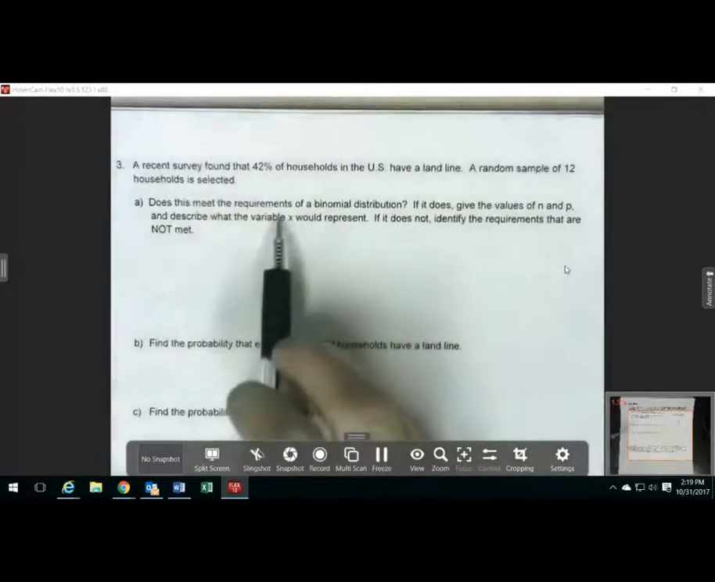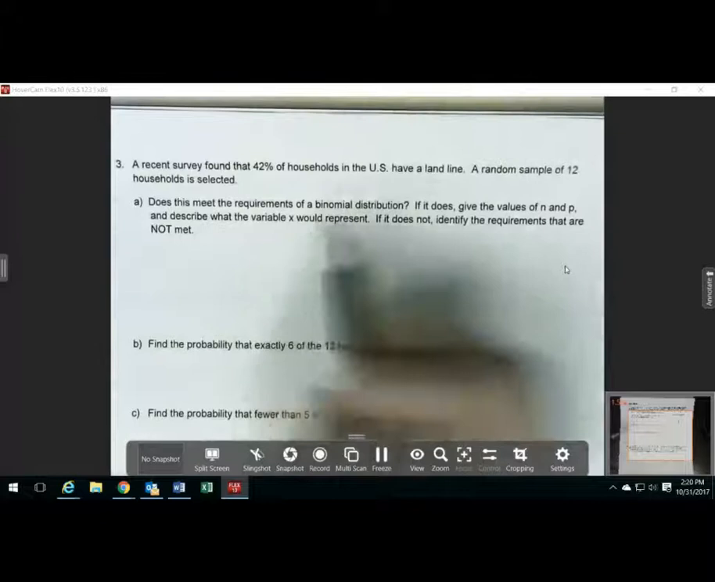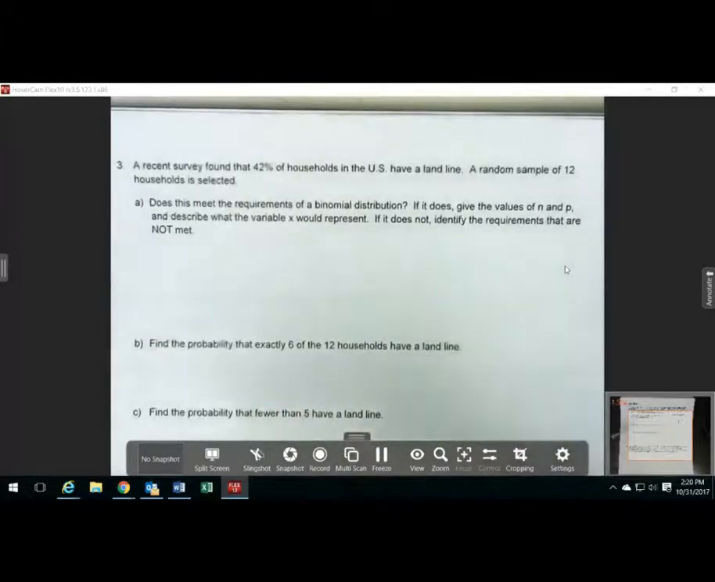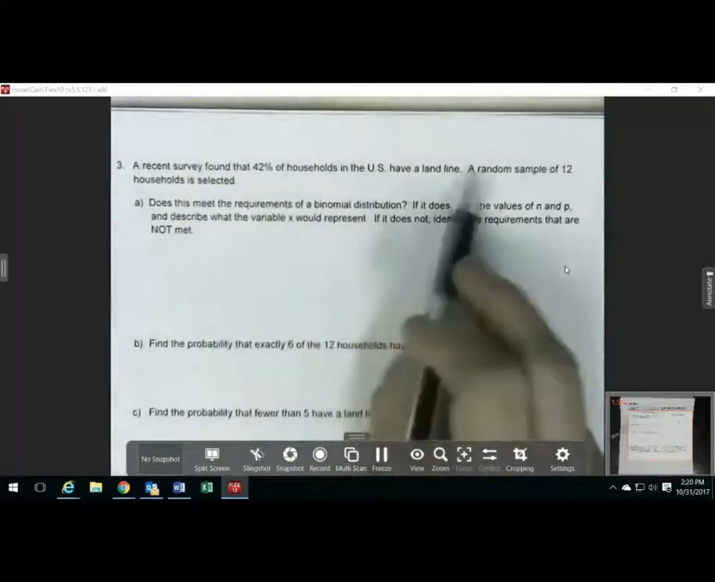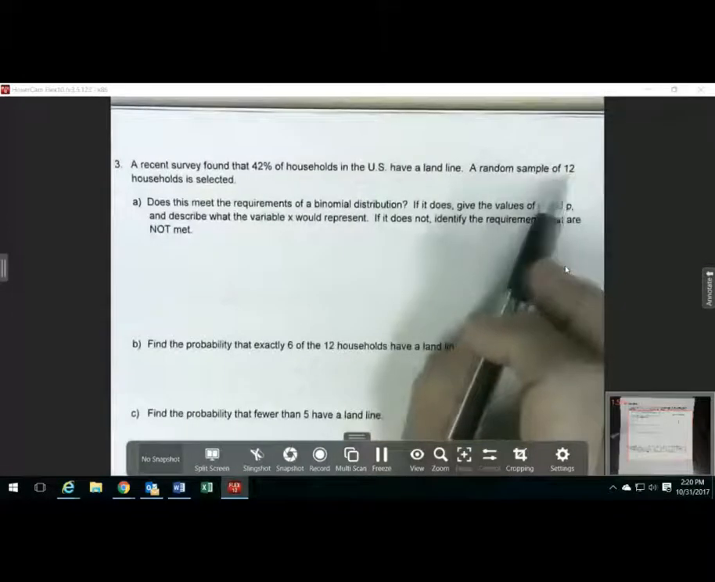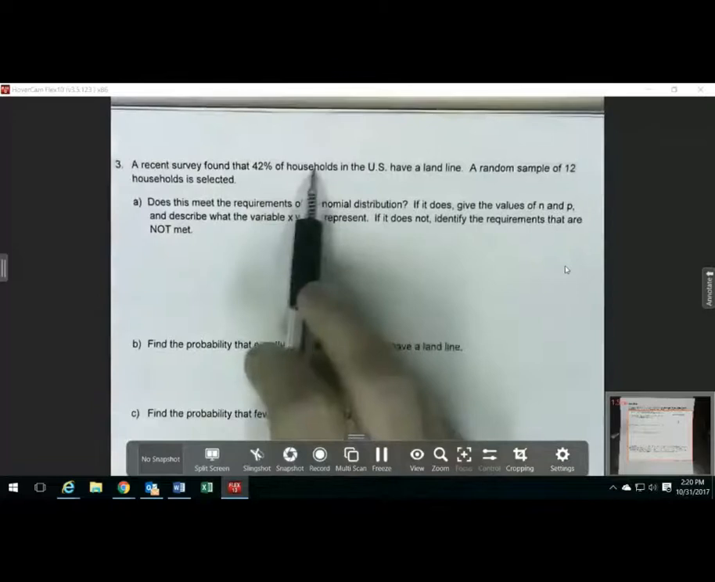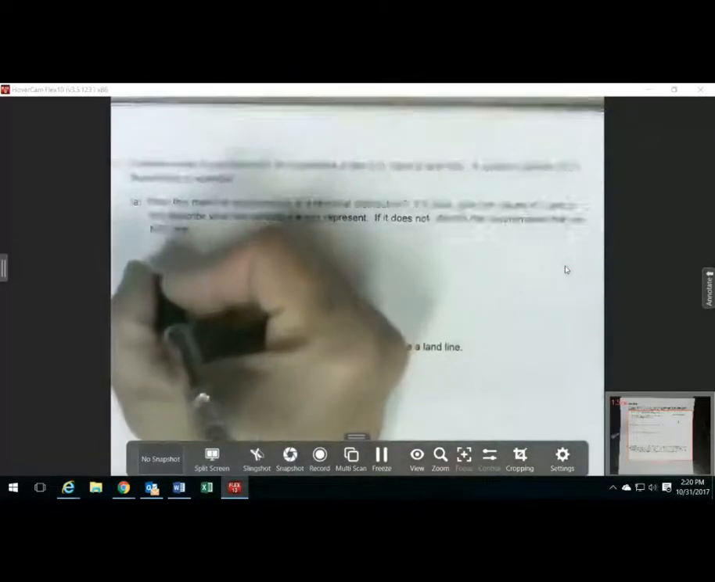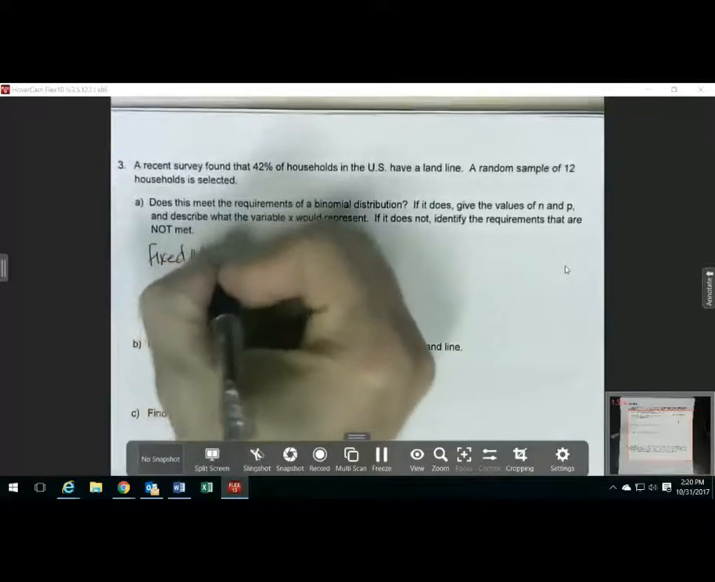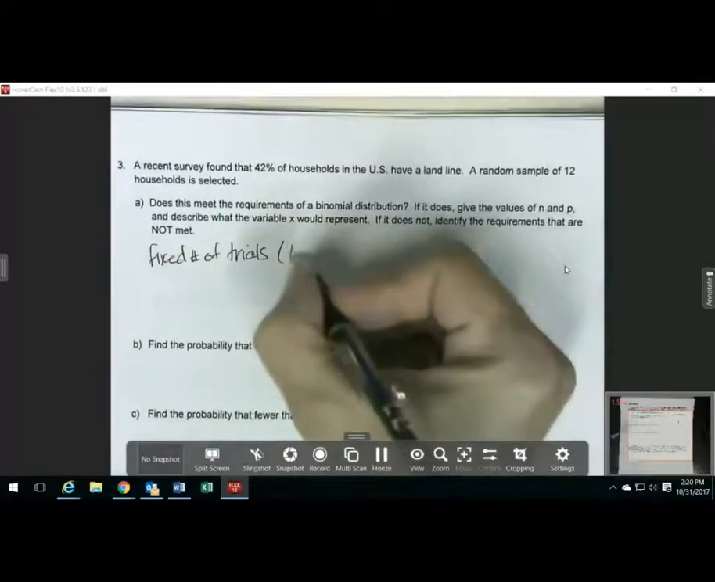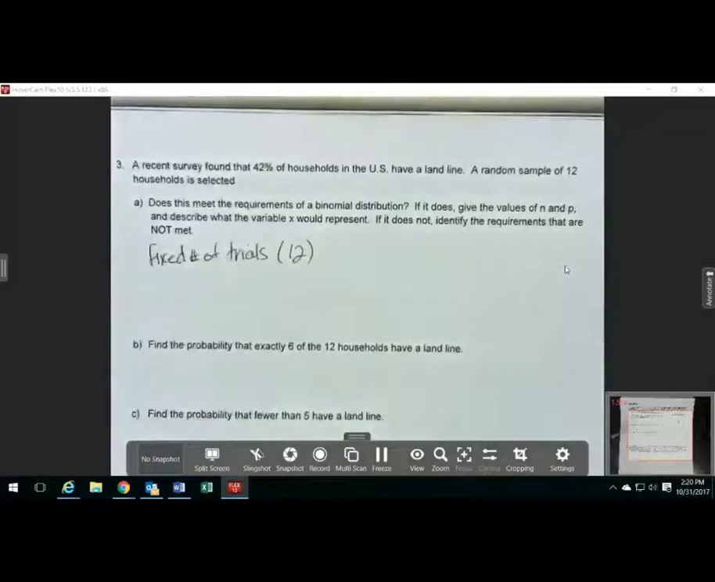So this is another one where it's asking you if it meets the requirements of a binomial distribution. So we want to think about those same things. First of all, we have a random sample of 12 households selected, and this is selecting from households in the US. So we do have a fixed number of trials, which would be 12, since we're selecting 12 households.